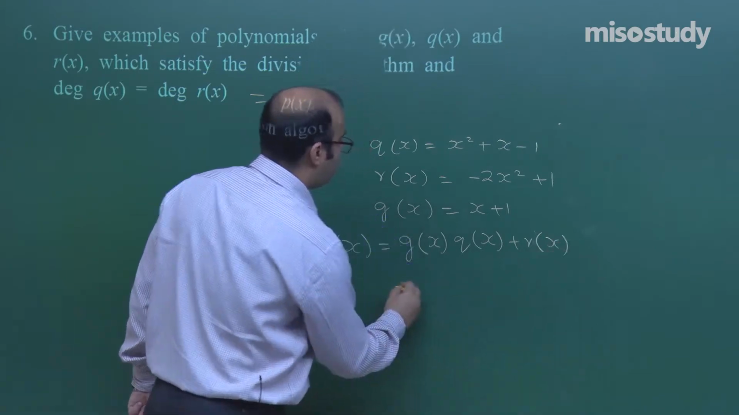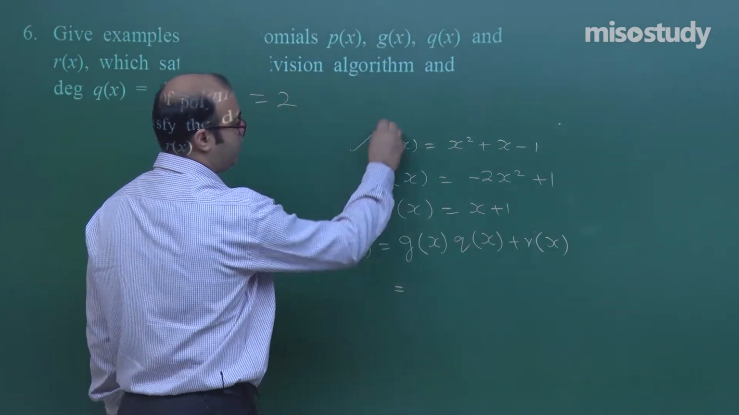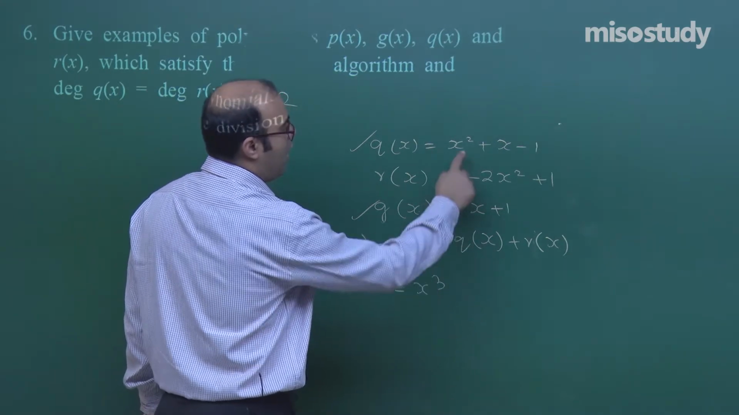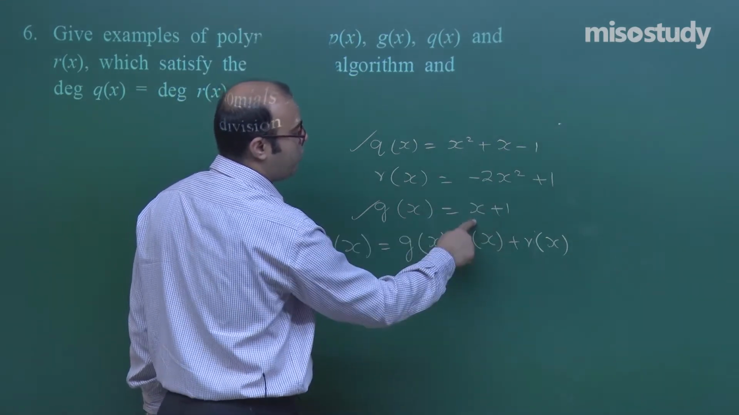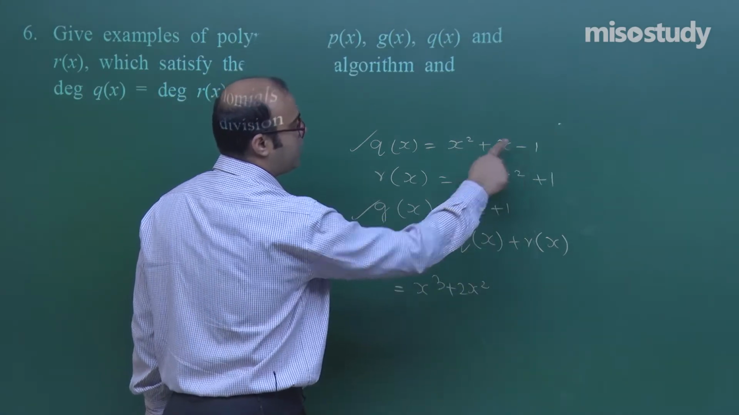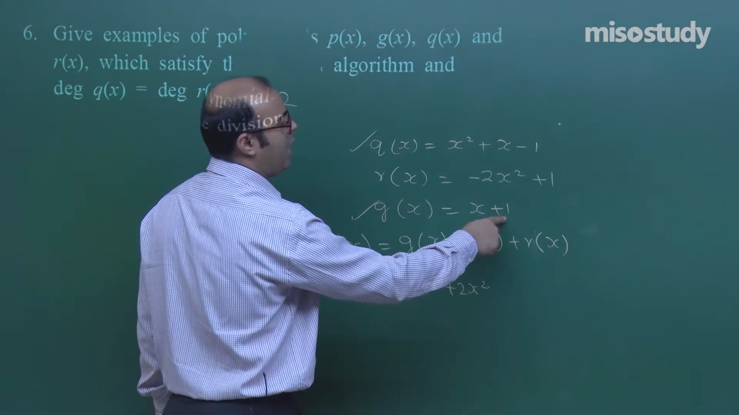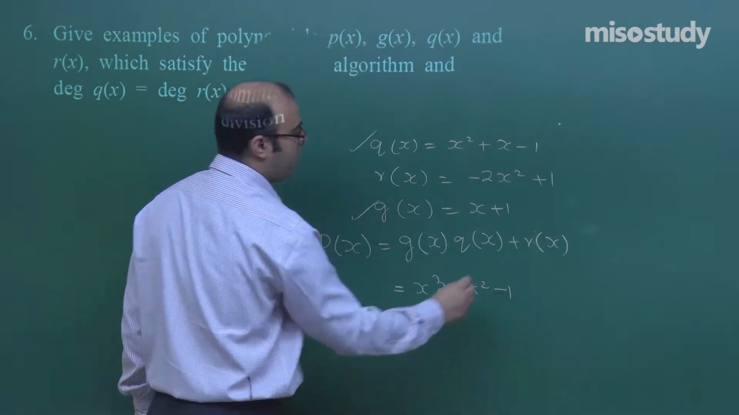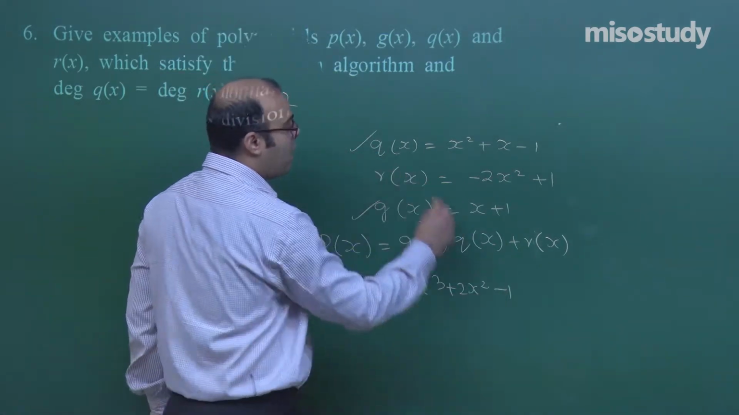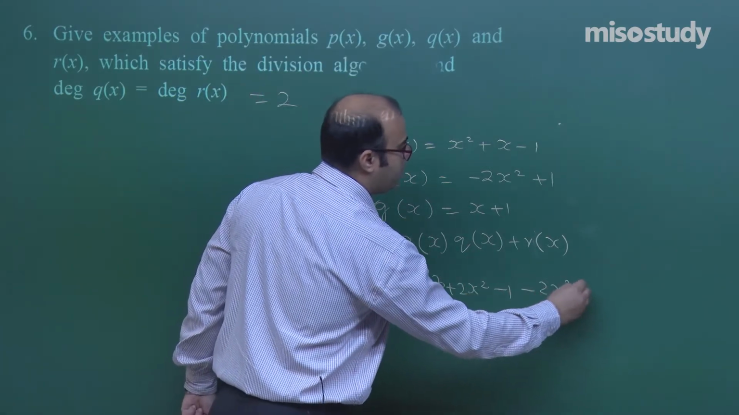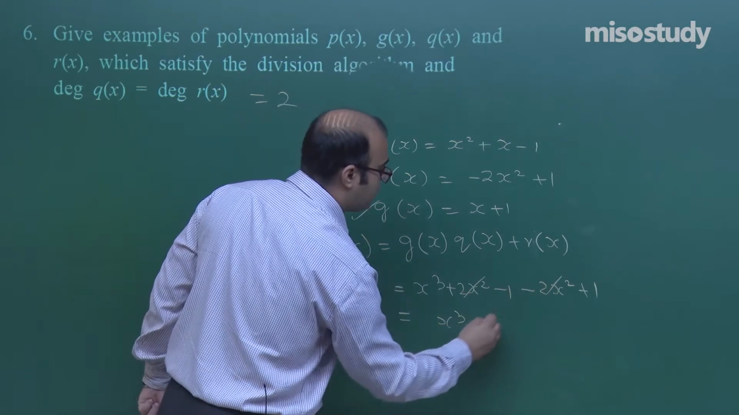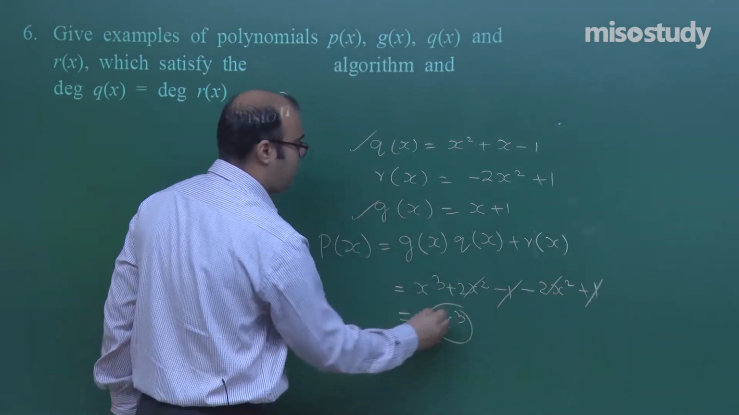So if we put the values, g(x) will be multiplied with q(x), we will multiply both of them. So x square into x is x cube, and x square plus 1 is x square, x into x is x square, so 2x square, and then x minus 1 is minus x, x into 1 is plus x, x will cancel and this is minus 1 finally. So when we multiply q(x) with g(x), this is what we get, plus r(x), that is minus 2x square plus 1. So this is x cube, 2x square will also cancel, minus 1 and plus 1 will also cancel, x cube.